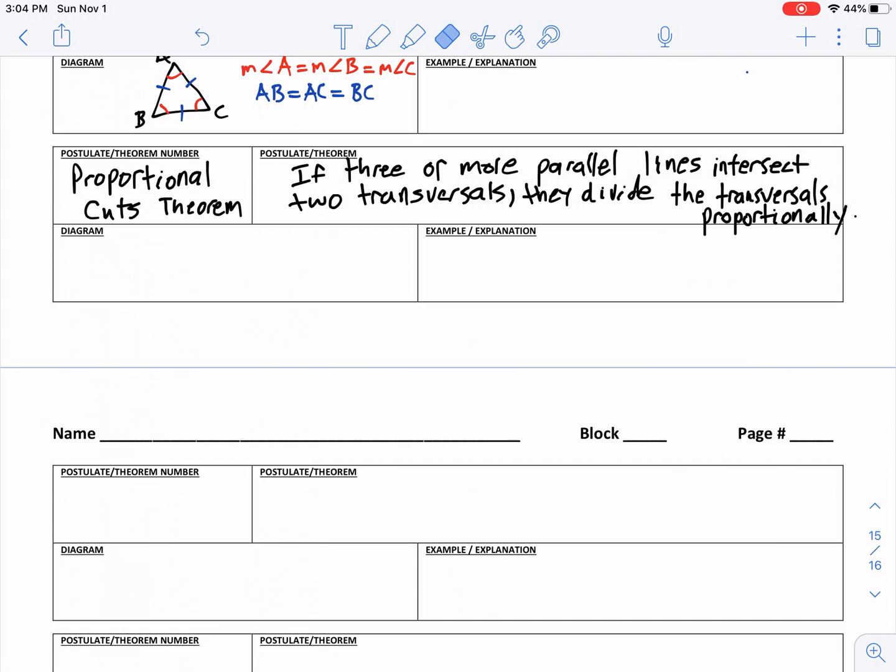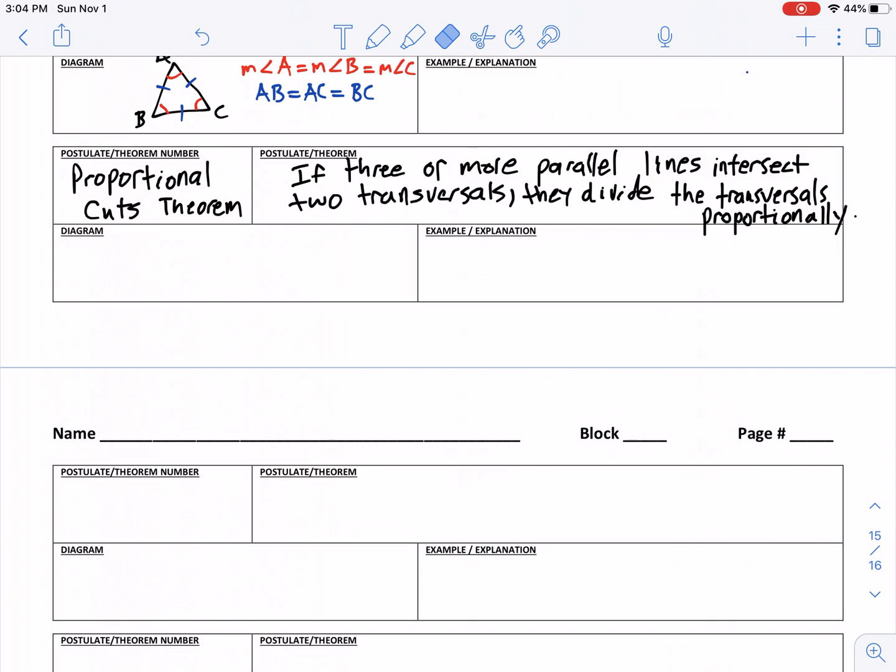Okay, so we're first going to start off in your postulate theorems definitions notes, and we're going to write the theorem proportional cuts theorem. So if you want to hit pause, write this down real quick, but we're looking at the proportional cuts theorem. Now what it says is if three or more parallel lines intersect two transversals, they divide the transversals proportionally.